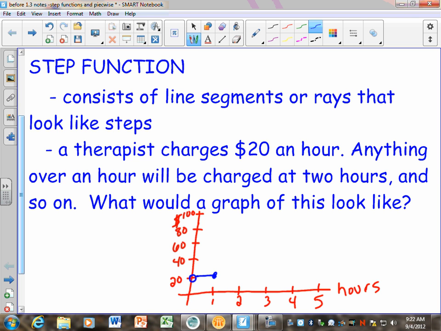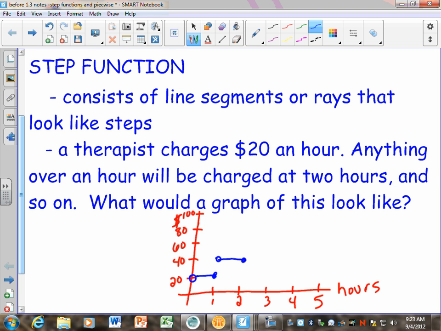But what happens at 1 hour and 1 minute? It goes up here to 40, and it stays at 40 all the way to 2 hours. Do you agree with that? And so could I say from 1 to 2 is going to be $40. And the way I'm going to show that is I'm going to put an open circle on 1, because 1's not included, and a closed circle here. You see how that kind of looks like steps when you do it?